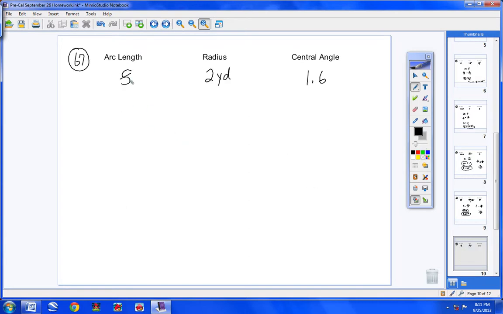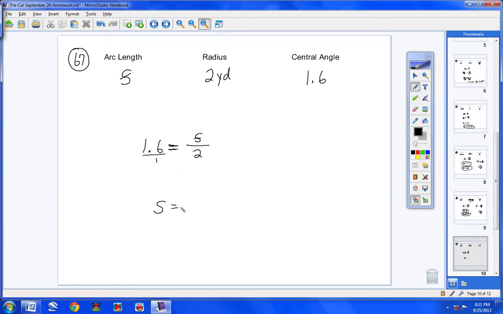Number 67, we're looking for the arc length. So we have our theta is 1.6 equals arc length S over your radius 2. Now again, there's more than one way to do this. I would just simply put this over 1 and cross multiply. So 1 times S is S.